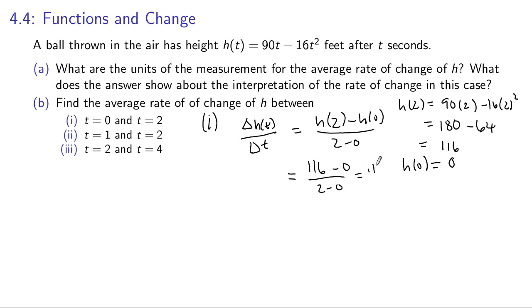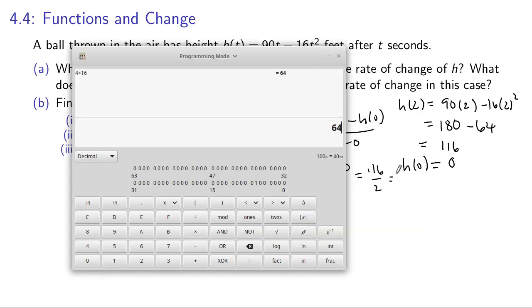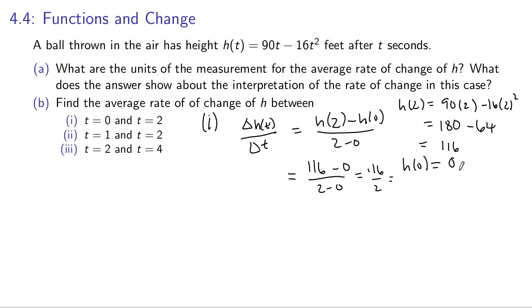So this gives us 116 minus 0 over 2 minus 0, which is 116 over 2, which is, let's see, I think that's 58. Let's check it on the calculator to be sure. 116 over 2 should be 58, and it is. So the answer to part 1 is 58 feet per second.